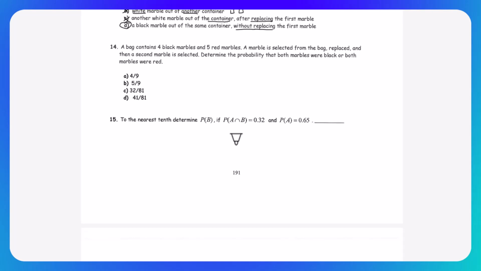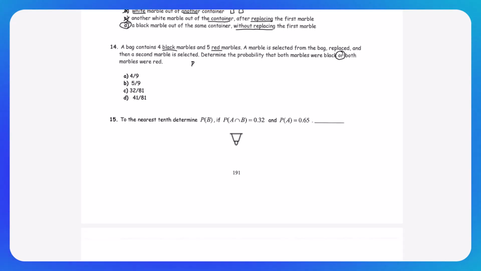A bag contains 4 black marbles and 5 red marbles. A marble is selected from the bag, replaced, and the second marble is selected. Determine the probability that both marbles were black or both marbles were red. Look, there's that or. That means we have 2 cases.